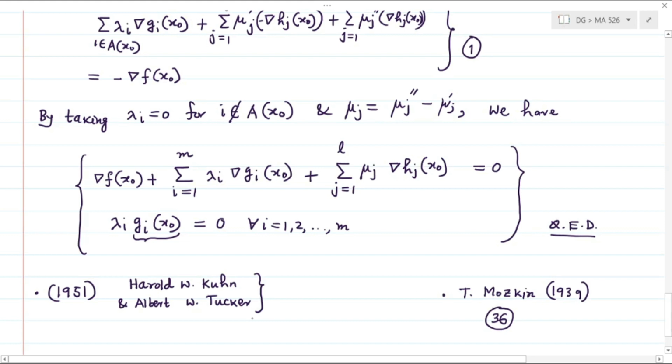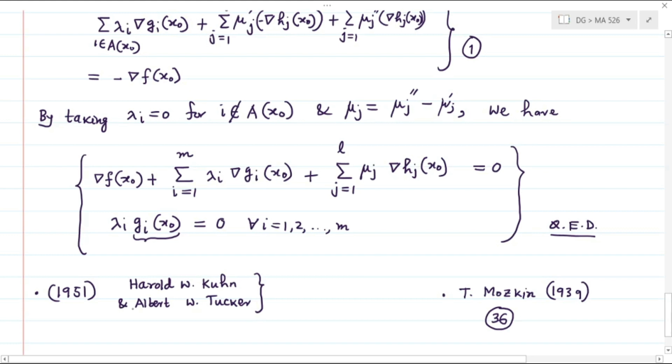Then all of a sudden in 1951, Kuhn and Tucker appeared with an optimality condition for a constrained optimization problem where the inequalities are given by not only linear but also non-linear functions. Fine. So any non-linear inequality you give, the Kuhn-Tucker optimality condition is applicable.